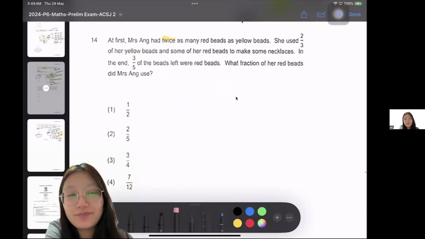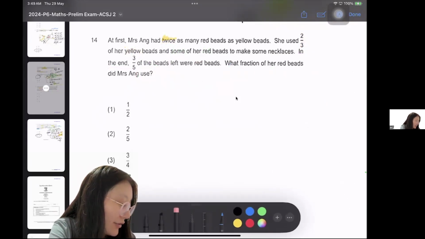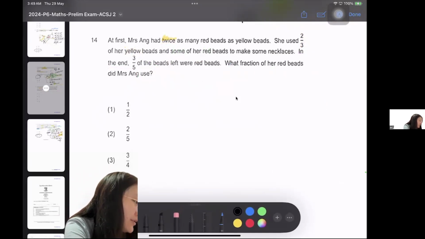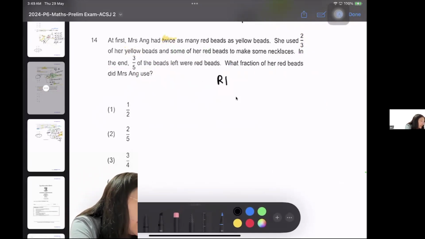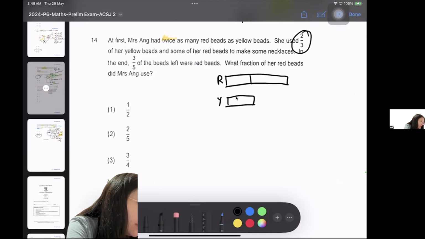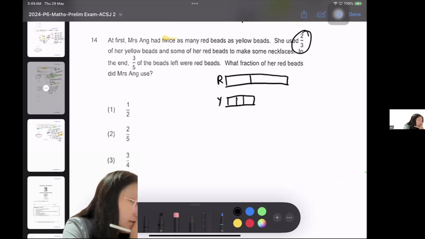Sorry about that, but basically what you need to do is, I'll quickly go through it. So red is 2 units. This is twice as many. Then yellow is 1 unit. Okay, she used 2/3 of the yellow bead. So cut into 2/3.